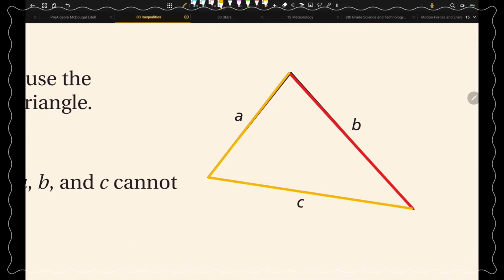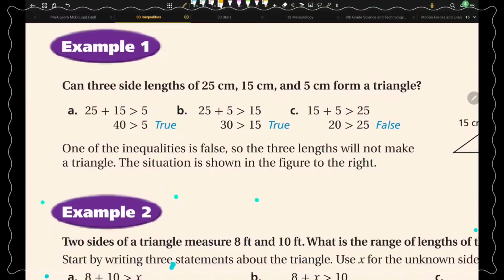And that's the idea. No single side of a triangle is ever going to be longer than the other two put together. That's what the triangle inequality says. It says that two sides together will always be bigger than the third side by itself. So we can use this knowledge to check possible triangles, right?